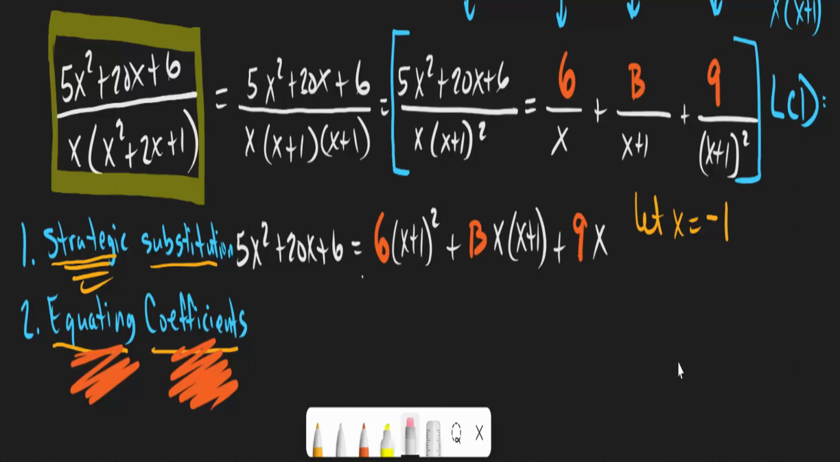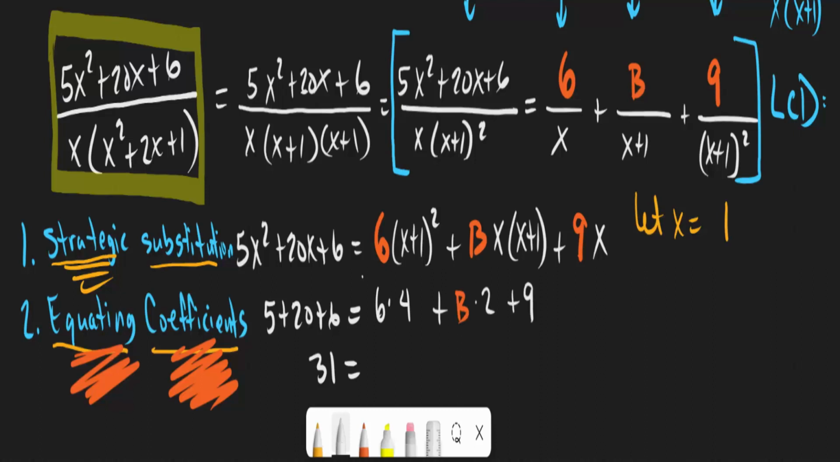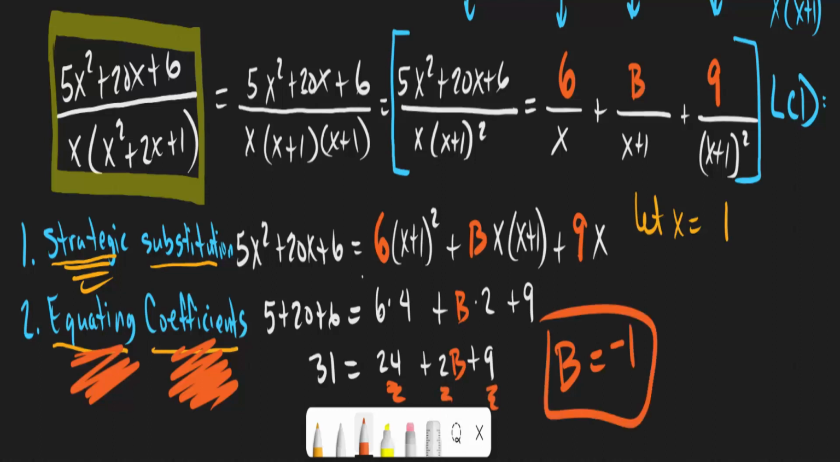Okay, so I'll tell you what, we had picked 0, we had plugged in -1. Let's plug in +1 and you'll see what happens. Okay, so every place we see an x, we're going to plug in a 1. On the left hand side, we're going to have 31. And on the right hand side, we're going to have 6 times 4 plus b times 2 plus the 9. So a little bit of arithmetic here. So we're going to get 31, subtract the 24, subtract the 9, and divide that answer by 2, and we should get an answer of -1. And we are done, guys.